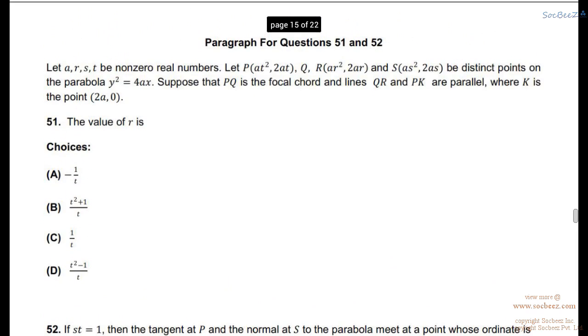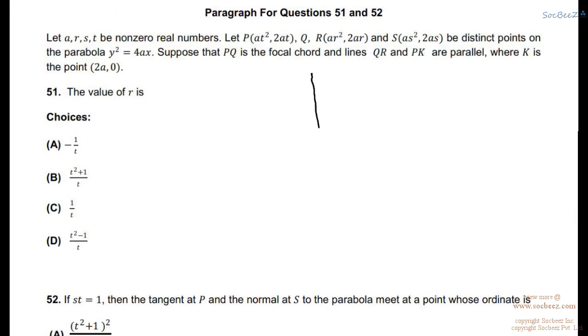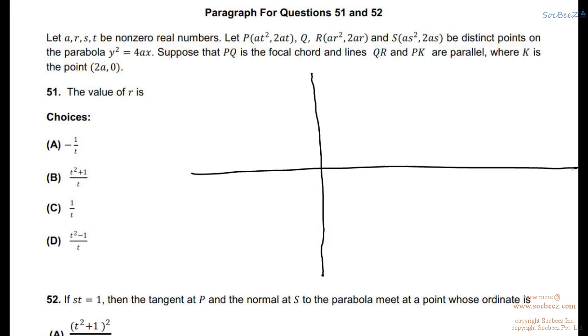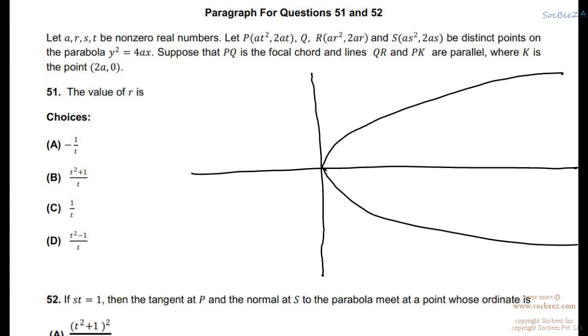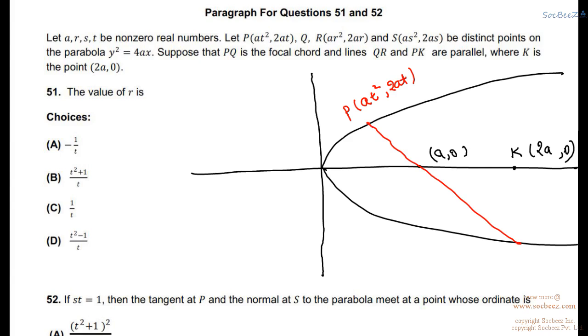So let's see what this paragraph really means. If we draw the diagram according to the given conditions in the paragraph, the parabola looks something like this. This point here is K, which is (2a, 0). And suppose the focus of this parabola lies here, which is (a, 0). This point here is P, which is given to be (at square, 2at). It passes through the focus and meets the parabola here, which is the point Q, since PQ is a focal chord. Its coordinates are going to be (a upon t square, minus 2a upon t).